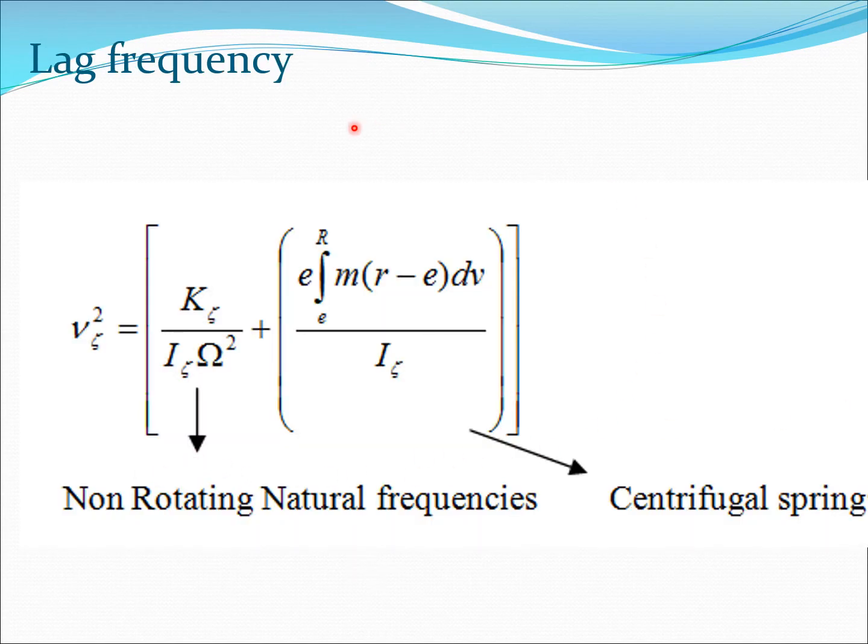So let us take a close look at the lag frequency. Like I mentioned before, the lag frequency has two components. One component is coming from the spring, that's the k zeta term. The second component is essentially coming from the rotation speed, and it is created by the presence of the offset from the root for the lag hinge, so it's dependent on e. So this we can say is the non-rotating natural frequency. This is a centrifugal spring type of term.